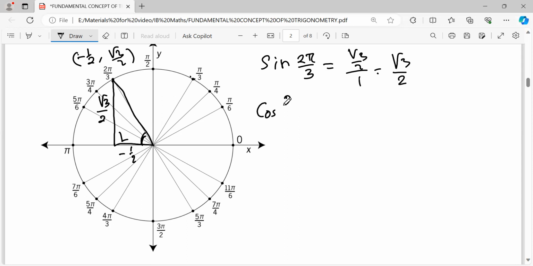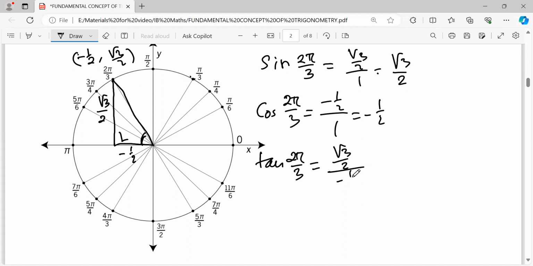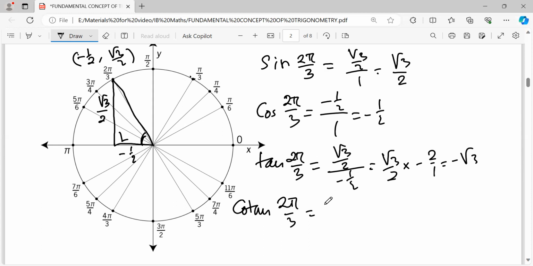Cosine minus half over 1 equals minus half, and tangent 2 pi over 3 equals square root 3 over 2 over minus half equals square root 3 over 2 times minus 2 over 1 equals minus square root 3. Cotangent 2 pi over 3 is opposite of tangent. It means 1 over negative 1 over square root 3. It's a minus. Okay.